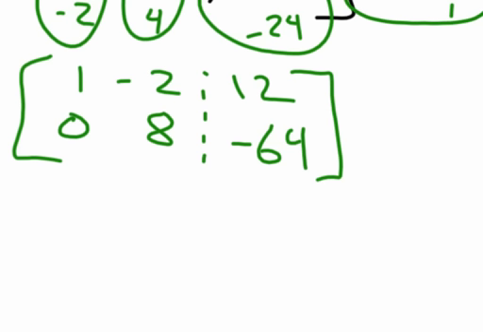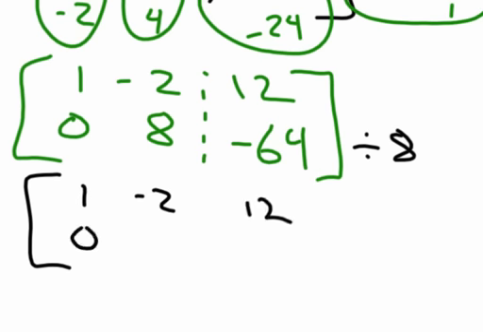And when we try to get 1s, we usually multiply or divide, don't we? So 8 divided by what gives me 1? 8 divided by 8. So I'm going to divide this whole row by 8. First row stays the same: 1, negative 2, 12. 0 divided by 8 is 0. 8 divided by 8 is 1. And negative 64 divided by 8 is negative 8. Good? And so the last thing, we got to get that negative 2 turned into a 0.